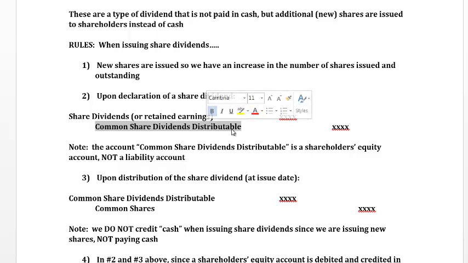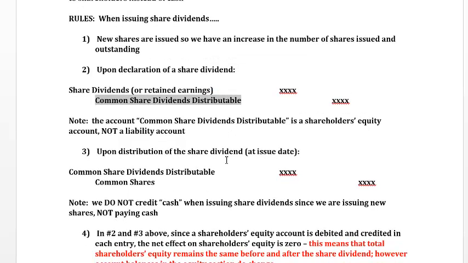Now, when it gets to the point that we are going to issue the dividends, what we do to distribute or to issue the shares associated with the share dividend, we're going to debit or reduce this common share dividends distributable account and credit common shares. Notice that in neither of these entries, the declaration or the issue of common shares, do we use cash at all when issuing the shares, because we're not paying cash.